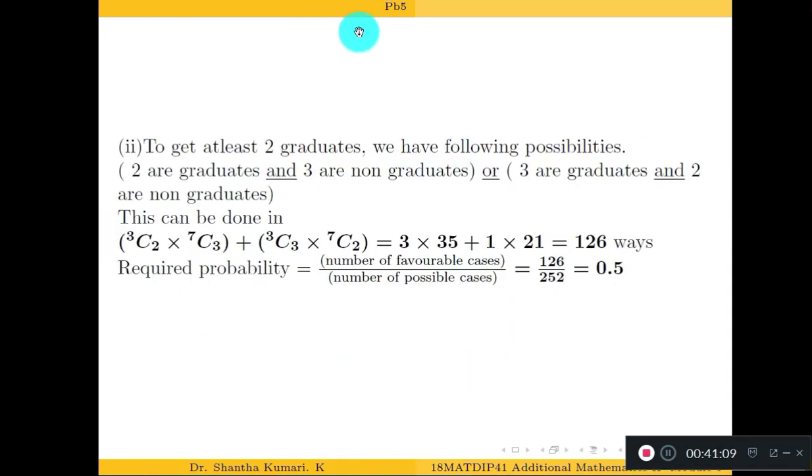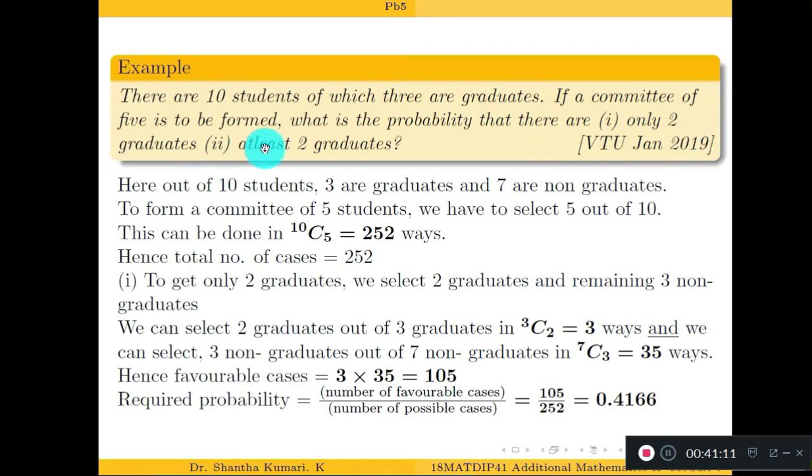Second question. What is the second question? At least 2 are graduates. Remember, the meaning of at least 2 means least value is 2. Exactly 2 means only 2. Here, first question, only 2 means exactly 2, no change. But at least 2 means least value is 2. That means the number of graduates will be 2 or more than 2. So you have to consider all possibilities.